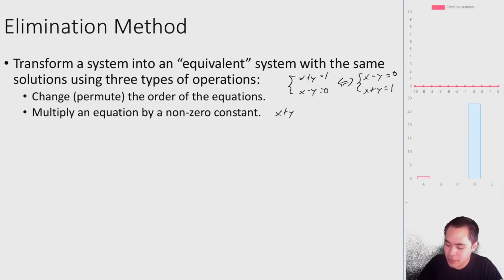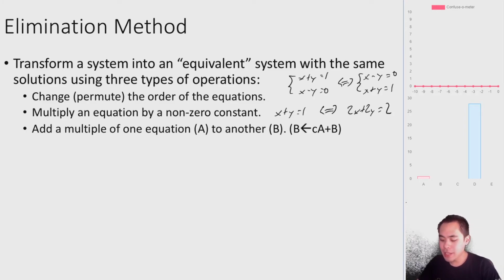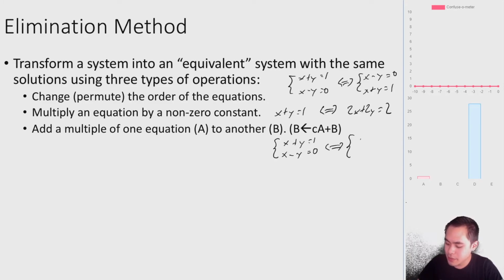So x plus y is equal to 1 is equivalent to 2x plus 2y is equal to 2. And you can add a multiple of one equation to another one. So if you had a system x plus y is equal to 1 and x minus y is equal to 0, you can change this to a different system, x plus y is equal to 1. If you add the first equation to the second one, you get 2x is equal to 1.